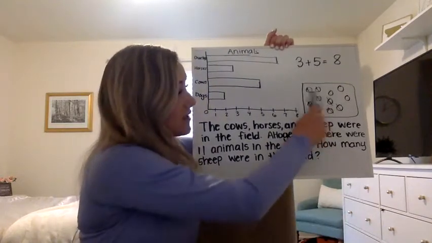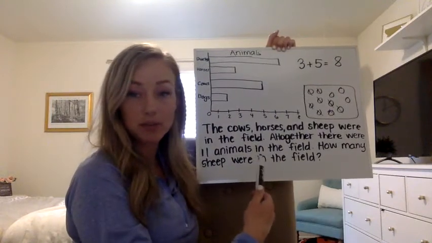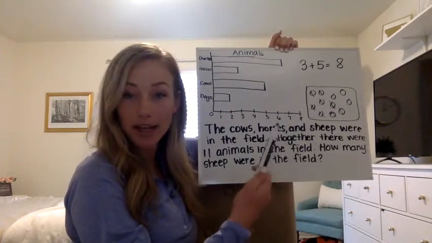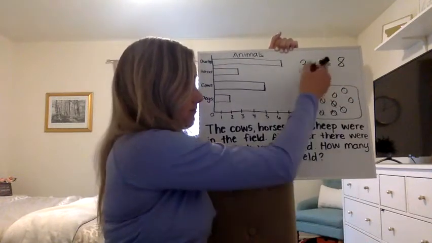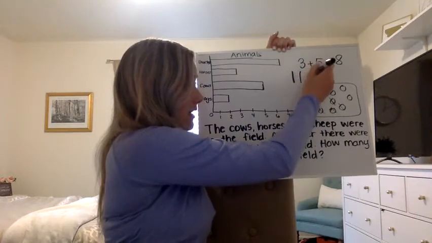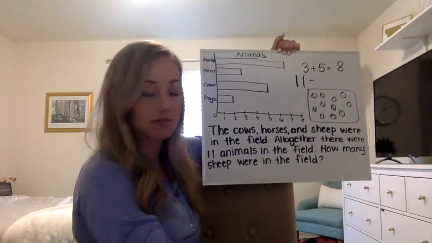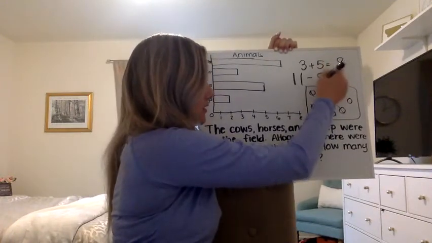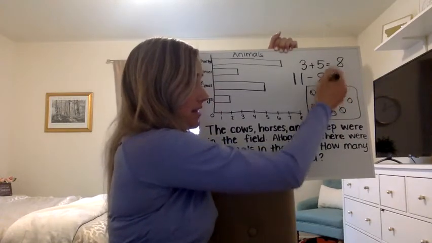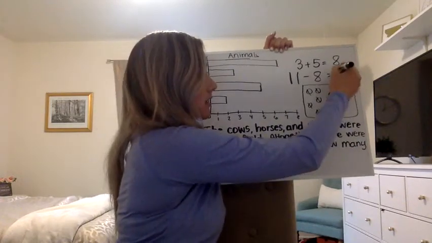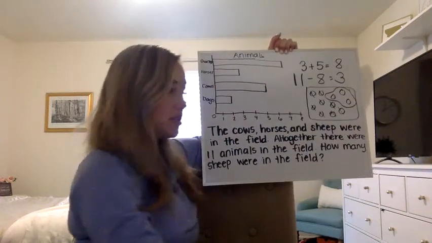So if we know that 8 of them were horses or cows, the only other animal out there were the sheep. So that means whatever animals are not a horse or not a cow are going to be the sheep. So we know that there are 11 total. So we take our 11 total. We're going to subtract 8 because that's how many are not sheep. So if we take away 8, right, we take away the horses and we take away the cows, we are left with 11 minus 8 is 3. That means that these 3 animals right here were the sheep.